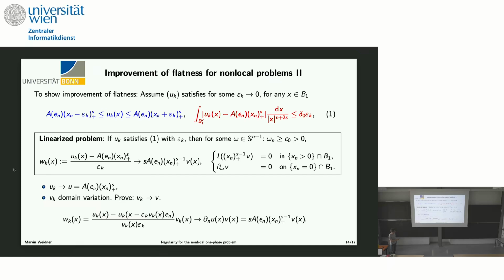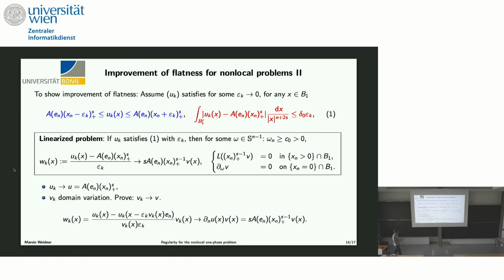And then this incremental quotient, we can show that it converges to a derivative of your function u in the n direction. But then u, because u is the limit of these uk's, converges to the one-dimensional blow-up, so the derivative is the derivative of the one-dimensional blow-up. So you see this power s minus 1 here.